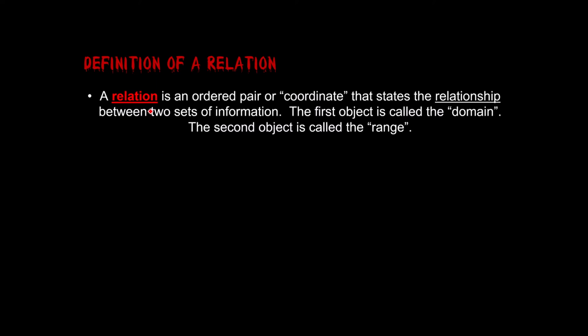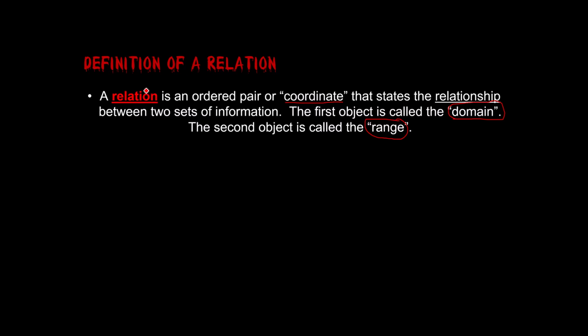A relation is an ordered pair, or I'm going to underline this word, coordinate, that states the relationship between two sets of information. The first object being called the domain. Please circle that word, domain. Make sure you write that down. And the second object being called the range.